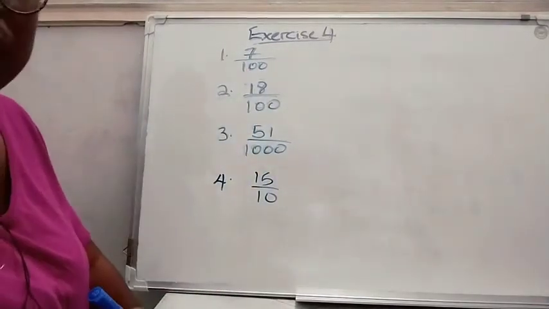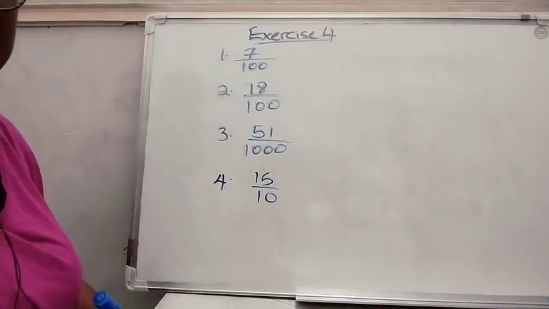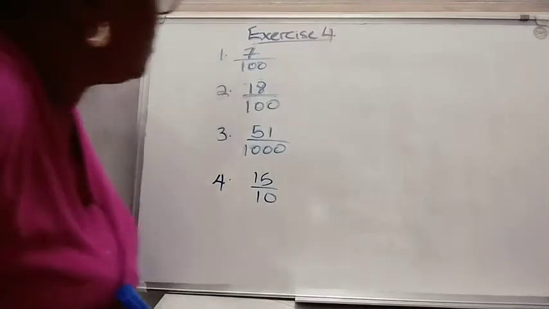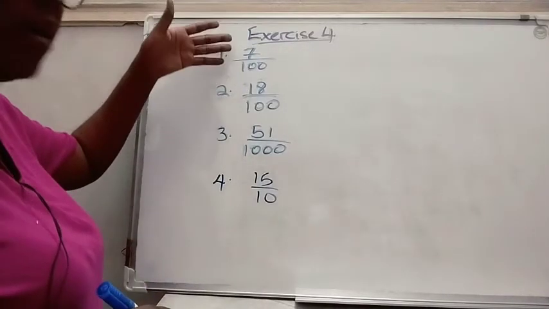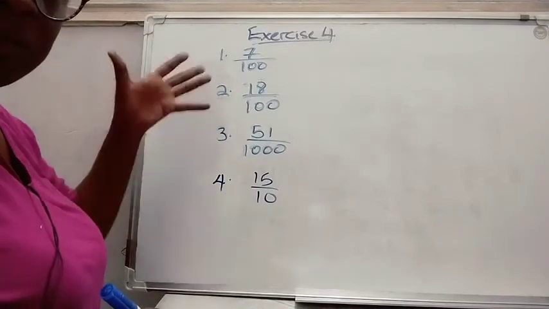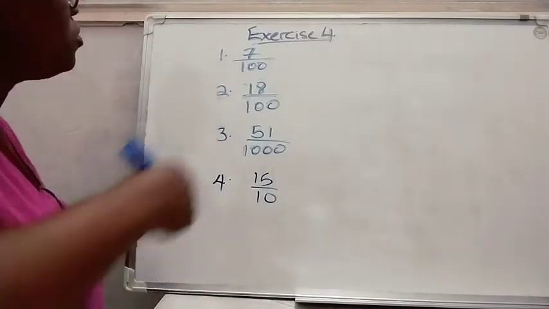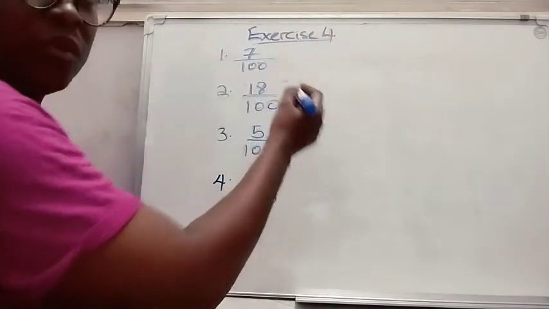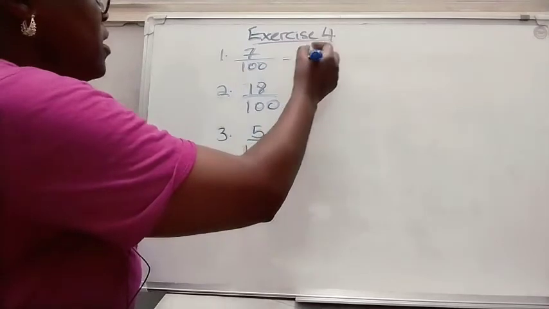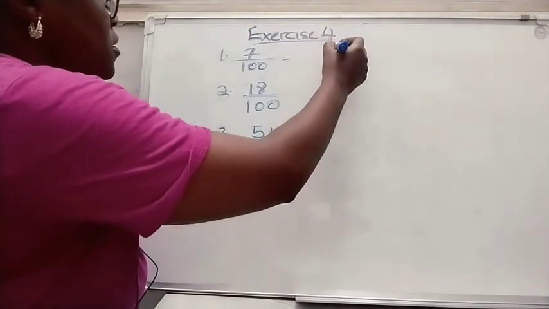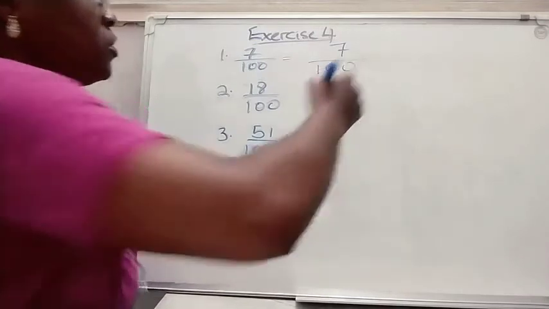Okay, so we're converting these fractions to decimal places. It's actually easier for us because the denominator is already in multiples of 10, so it makes it much easier for us to convert. So what do we do? It's simple, okay? First of all, let me write this here clearer. This will be 7 over 100.